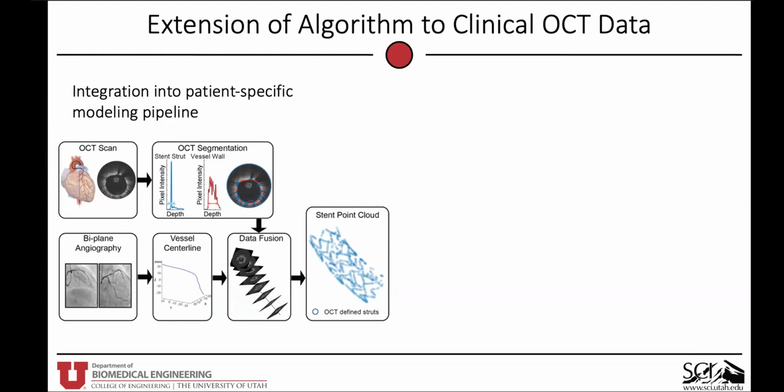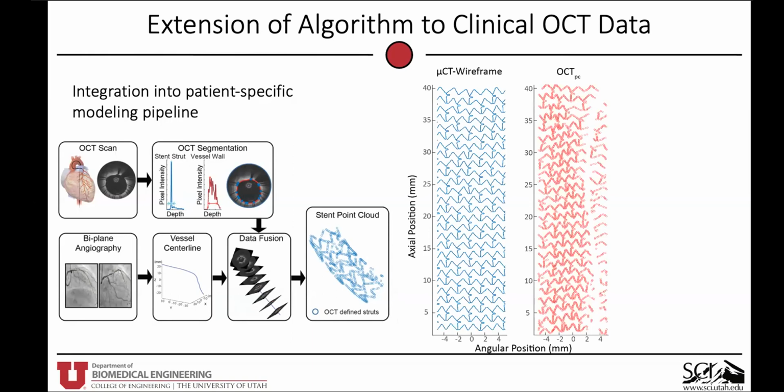And I can tell you that moving to in vivo is not always the easiest. And we actually saw a couple of things that we didn't anticipate, right? And so what you see here on the left, this is the micro CT wireframe. You see just a very straight, well-organized stent. But in terms of the OCT point cloud, I do want to point out this little shadow here. That's actually an artifact from the guide wire.